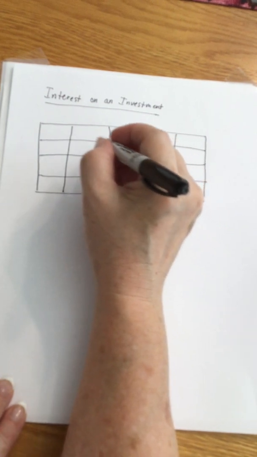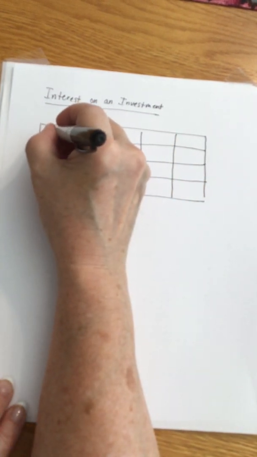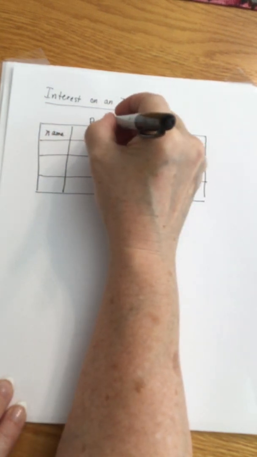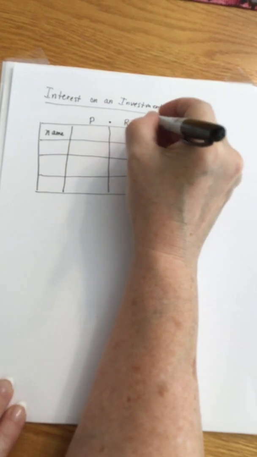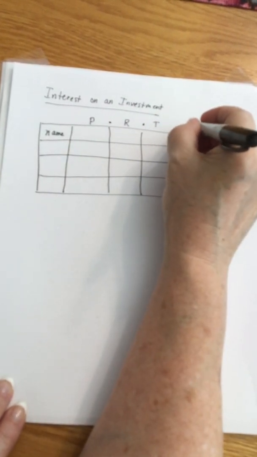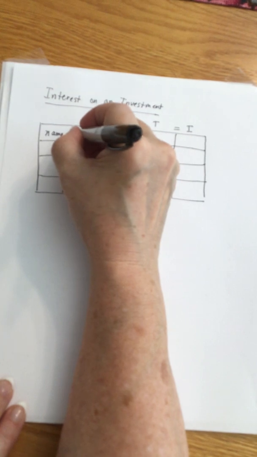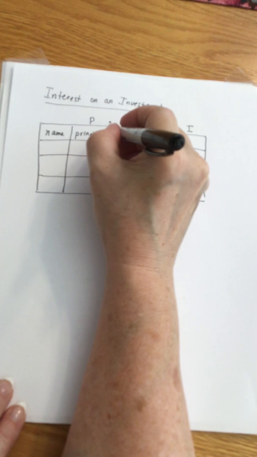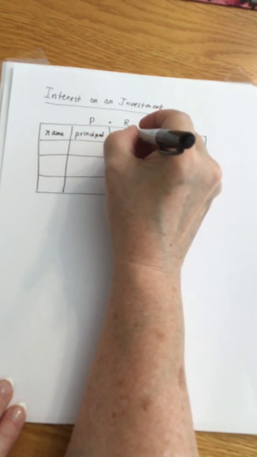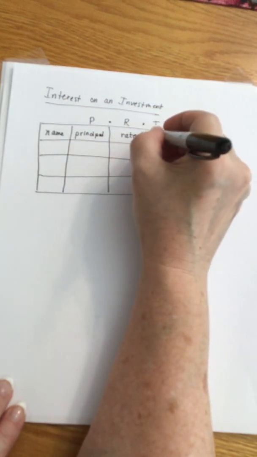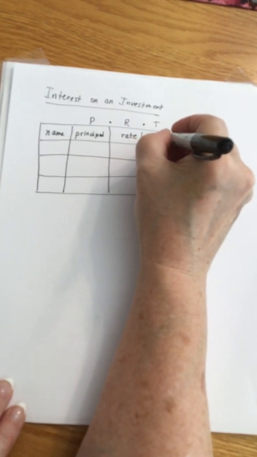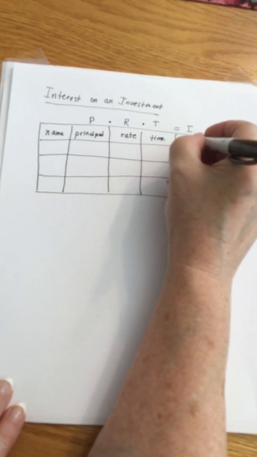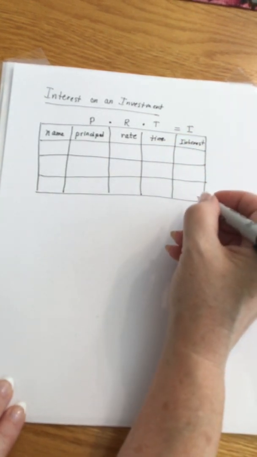So we have interest on an investment. The first one is going to be the name of what we're talking about. Then interest is principal times rate times time equals interest. So we're going to write those names down. Principal is the amount of money that you're putting into the account. Rate is the percent. Time is annual time. And the amount of interest that you get. Interest is the amount of money that you make from keeping your money in that investment.